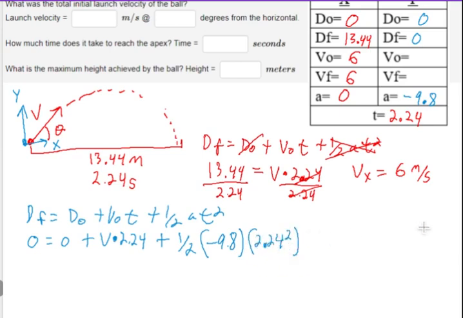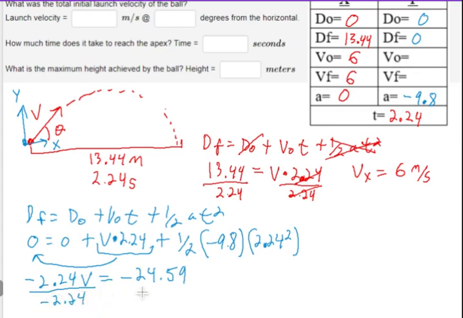Okay, so I got to do a little bit of simplifying here, which makes this a little bit more difficult, but it's all right. It's not too bad. So let's bring this guy over to the left side so we have one thing on one side and one on the other. So we have negative 2.24, because I'm subtracting it over, times v is equal to 1/2. So 0.5 times negative 9.8 times 2.24 squared. That's going to give me negative 24.59. All right. And then in order to solve for v, I'm just going to divide both sides by negative 2.24.